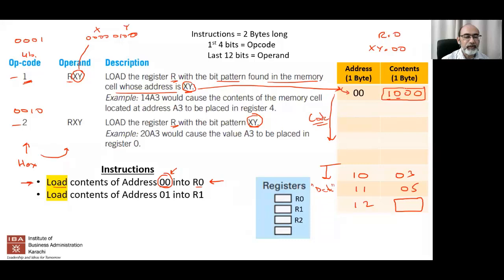What is it that we want to do over here? Can somebody tell me now? We want to load the contents of address, not 00, but we want to load the contents of address 11 into R0, we want to load the contents of address 1, sorry, this is 1, 0. And we want to load the contents of 1, 1 into R1, and then we want to put the result into location 1, 2. So can somebody tell me what should be over here?